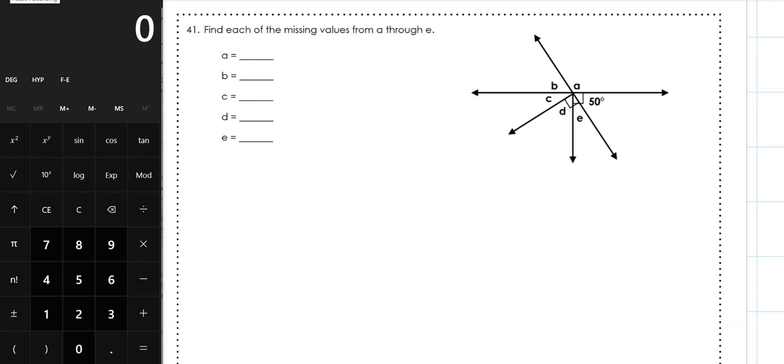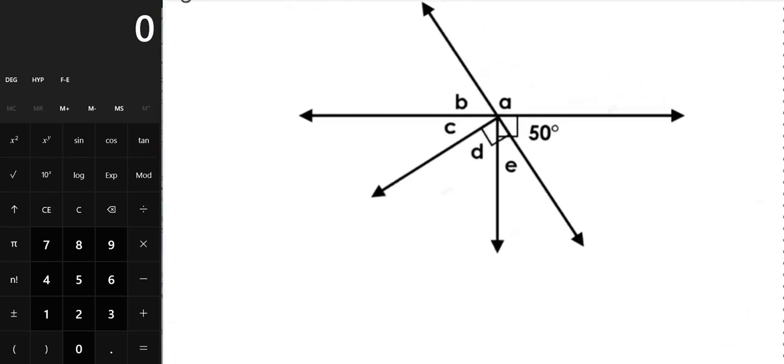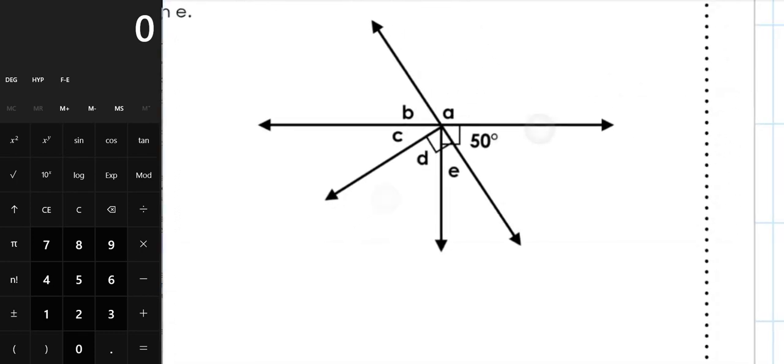Page 9, number 41. Find each of the missing values from A through E. Okay, we're going to be looking at our special angle relationships as we go through this. I'm going to zoom in, and we're going to take it step by step.